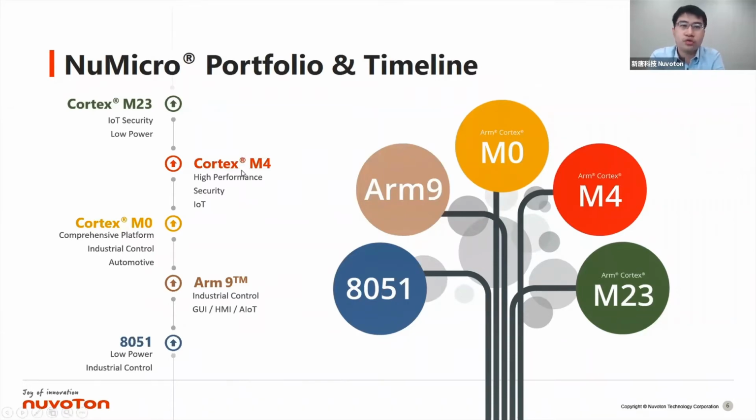And in 2012, we released our Cortex M4 core product. It provides high performance and security and IoT function. And in 2016, I think, we released our Cortex M23. It is especially for our IoT security and low power application. So we have many microcontrollers and cores to support what you need in your application. We have many different cores, speeds, and peripherals for you.